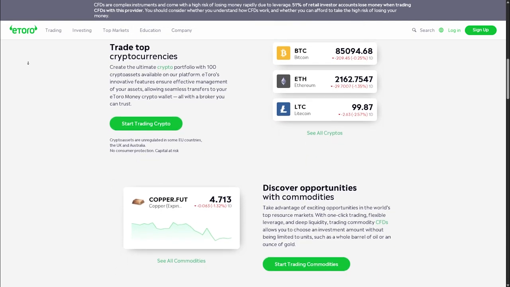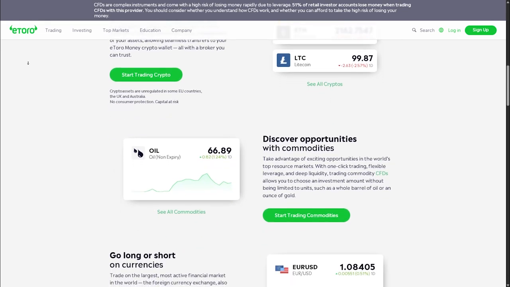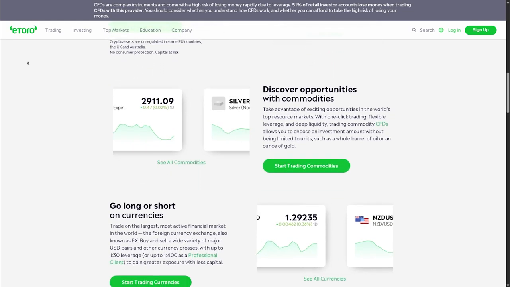Step number 3. Explore the platform. Take some time to familiarize yourself with the user interface. Use the demo account to practice trading without risking real money, which is perfect for beginners.